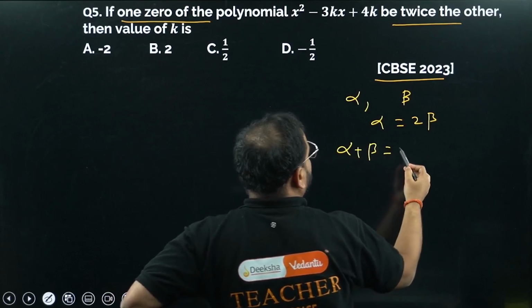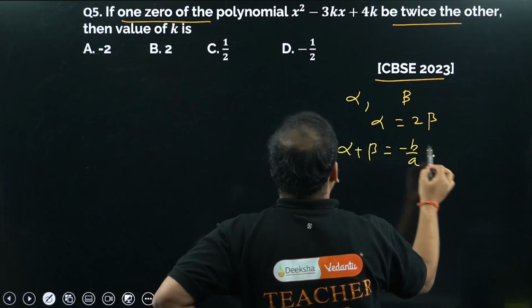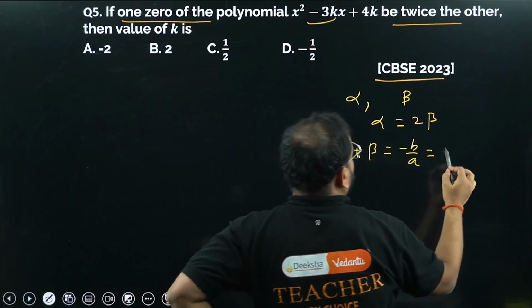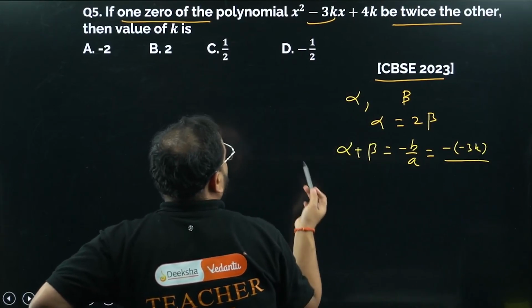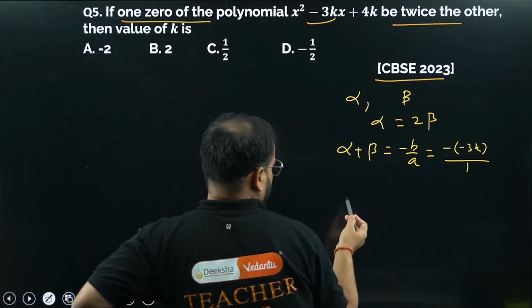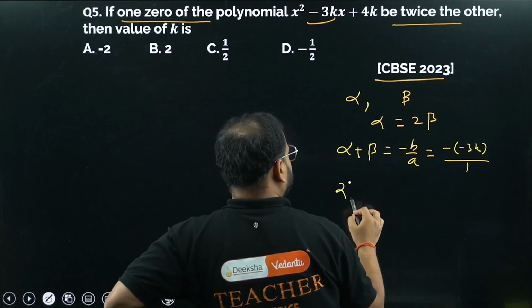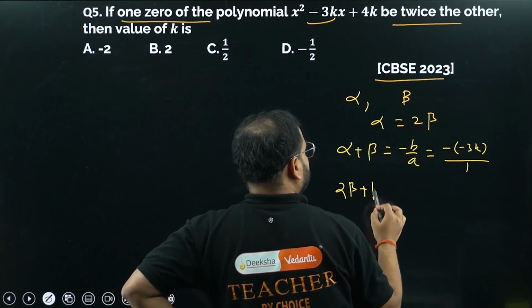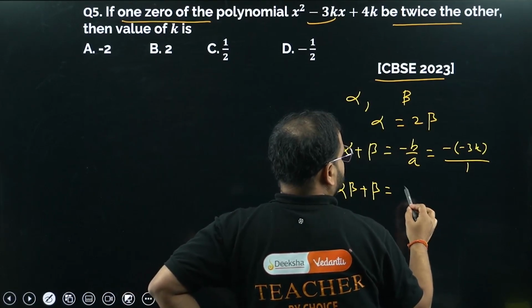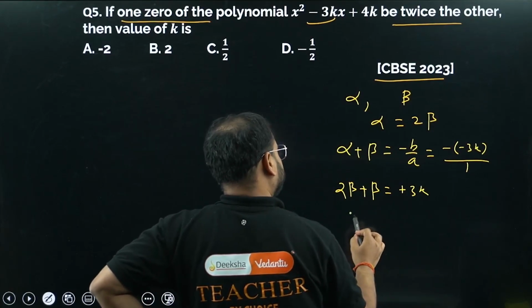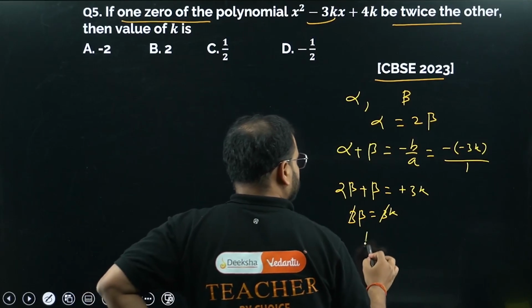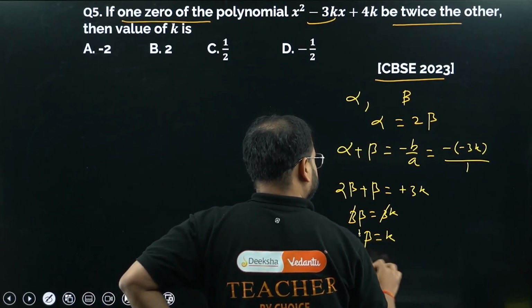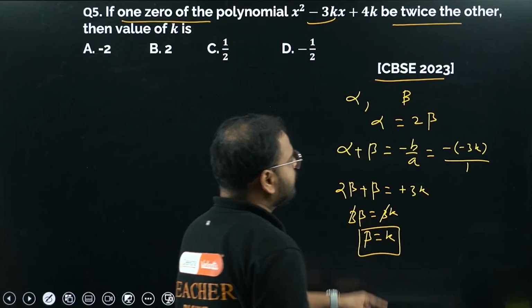Please check, minus b by a. What is minus b in this case? Minus of minus 3k because b is minus 3k and a is simply 1. Alpha is 2 beta and beta is beta. How much is that? Plus 3k. Please cross check. 3 beta equals to 3k. 3 and 3 is cancelled. What is beta equals to? K. I'm getting beta equals to k.